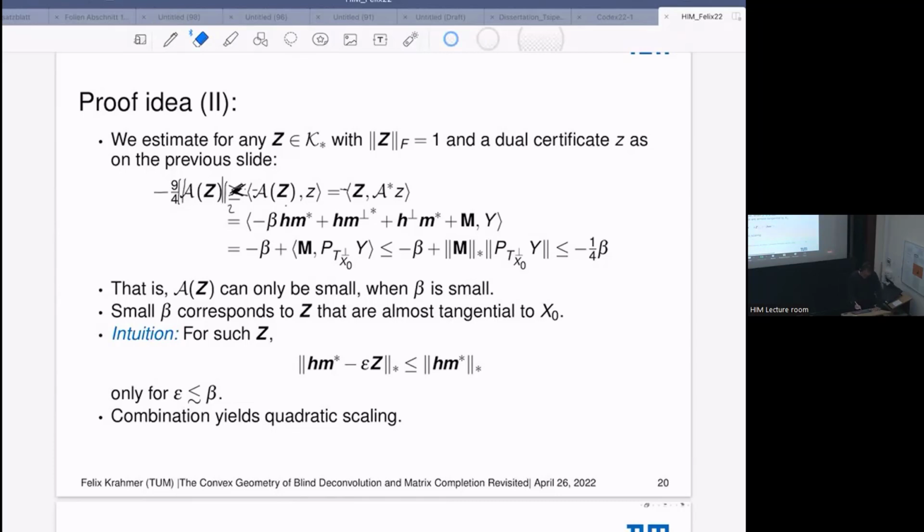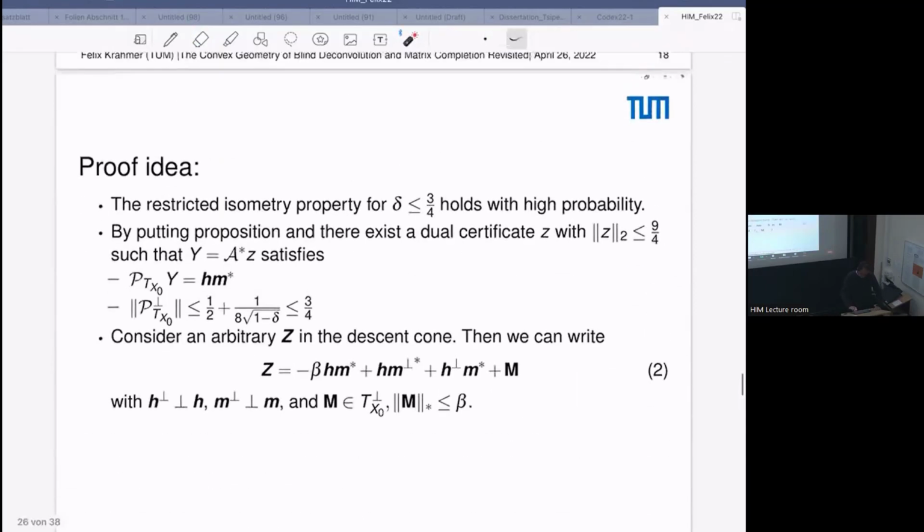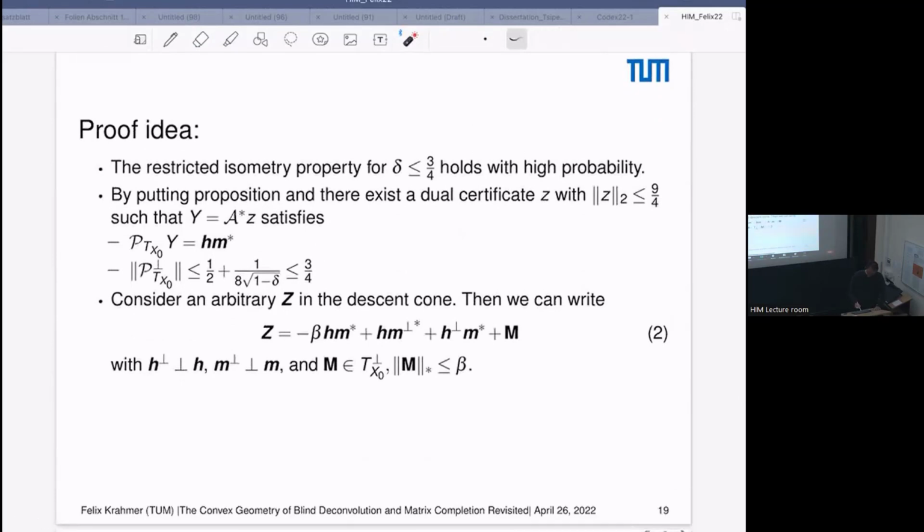So the most important thing we get from this is that this number of measurements that we need to be lower bound, it can only be small when this quantity beta is small. So if we think of here, we're having an element in the descent cone that has norm 1. Let's look a little bit back on this formula. What does it mean? So beta is small. That means this part is small. We know that M also has nuclear norm less than beta, so this is also small. So if the norm is 1 and these two things are small, then this must be the large part.